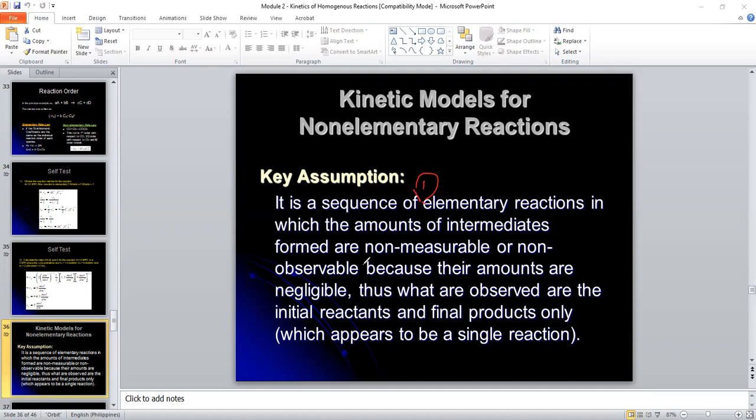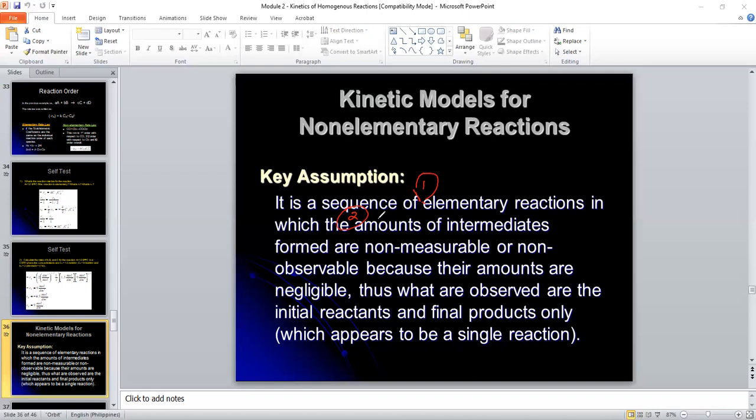The second assumption is also part of this statement in that the amount of the intermediates are negligible or non-measurable, because their amounts are very, very small. It's not that there's no amount formed for this intermediate. It's just that upon their formation, right away, they are being consumed in the next steps. So if, at any particular time, you look at it, the amount that remains is very negligible. That is why the amount of intermediates that are formed are non-measurable or negligible.